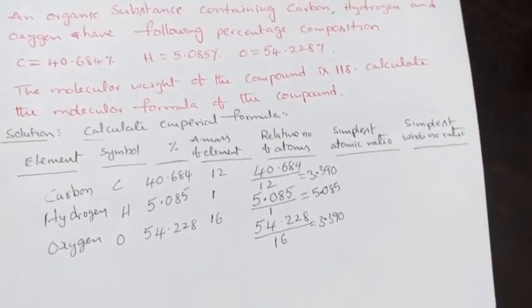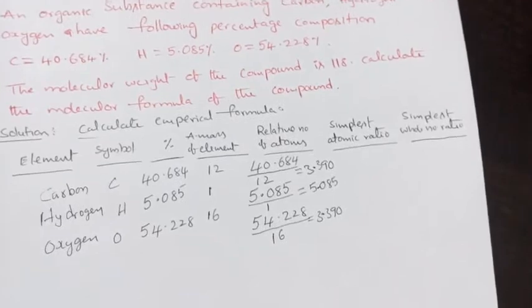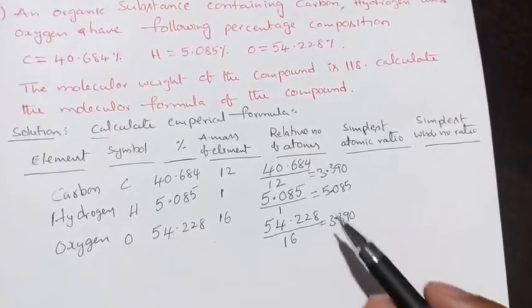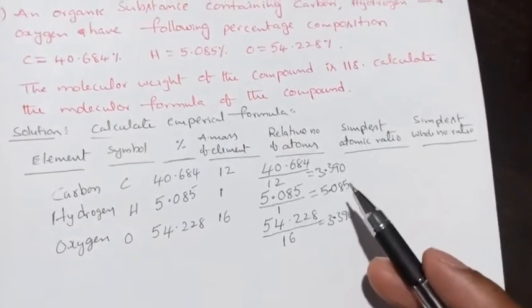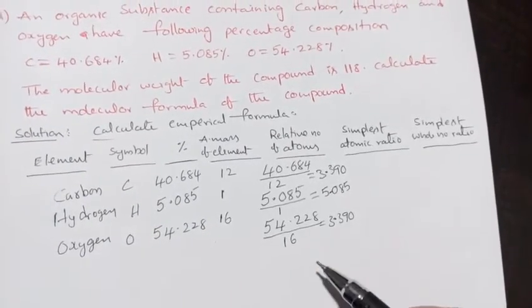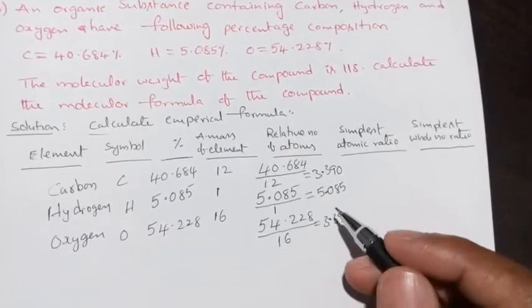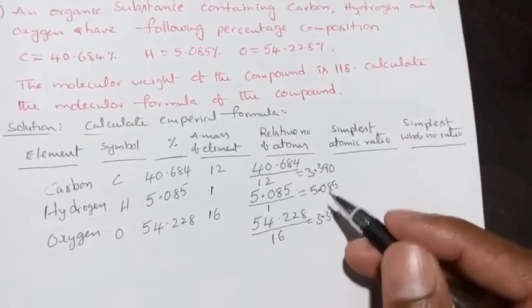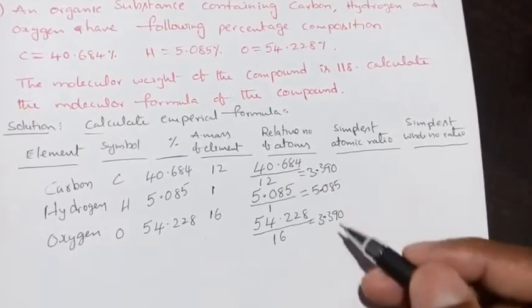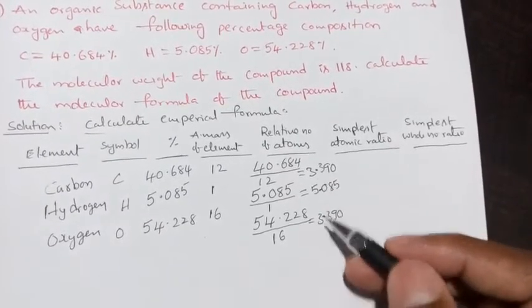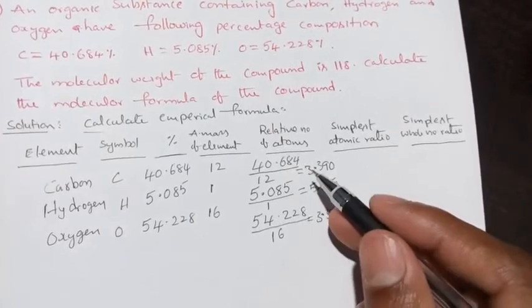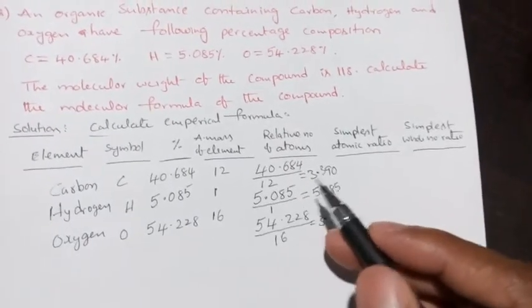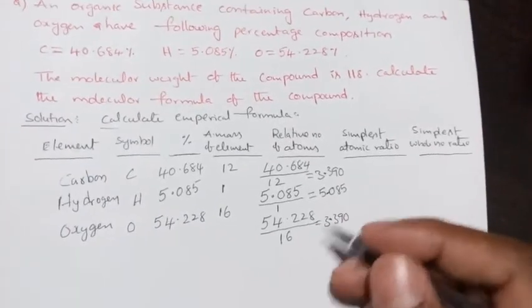ratio. To calculate the simplest atomic ratio, the formula will be the relative number of atoms of that particular element by the relative number of the lowest element. Among these three, the lowest relative number will be 3.390. Out of three, two will be 3.390. So we have to divide these relative atomic numbers with the lowest relative atomic number.